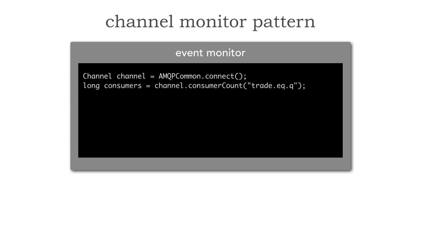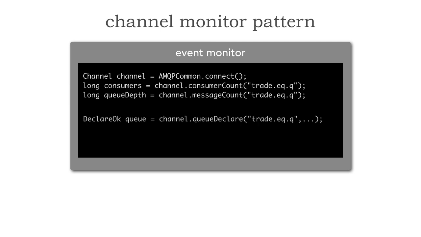Once I've connected to RabbitMQ, I can say, give me that channel, and from there, based on a queue right here, trade equity queue, give me the consumer count. In other words, how many consumers do I have currently listening on that queue to load balance the messages within there? But also, all I need to do to get the queue depth is to say channel.getMessageCount based on that queue.